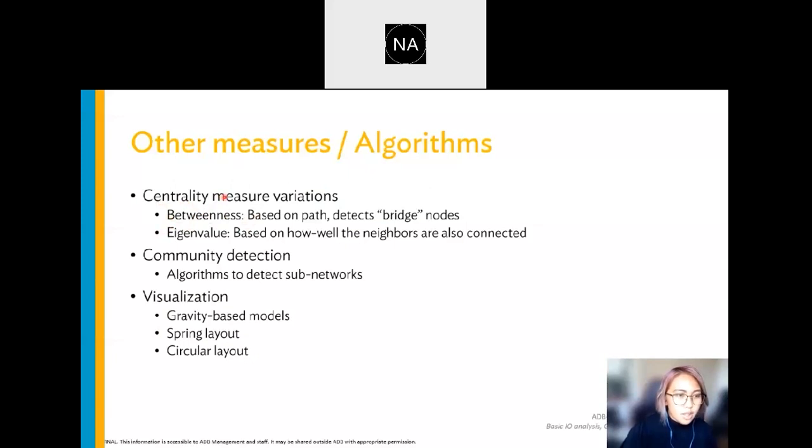So other than the measures that we've learned today, there are also others that you can research on, and they are also quite interesting. One is betweenness. So this is a centrality measure where the value is based on the path, and betweenness kind of gives us an idea of bridge nodes or nodes that connect one subnetwork into the other. Eigenvalue is also another centrality measure that gives us an idea of nodes that are well connected to other nodes that are also highly connected.